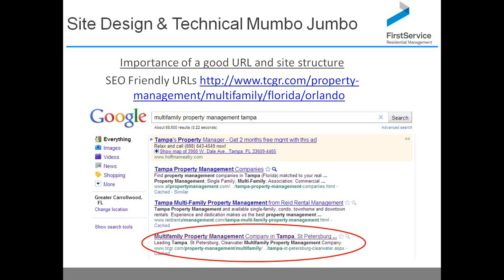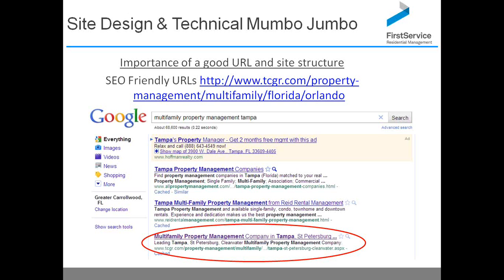And geography is probably the biggest, most important one to focus on, in combination with the line of business. So property management, Orlando, property management, Los Angeles, property, whatever. So I can't stress enough to really pay attention to that. Are there any questions about the slide that's on the screen right now?